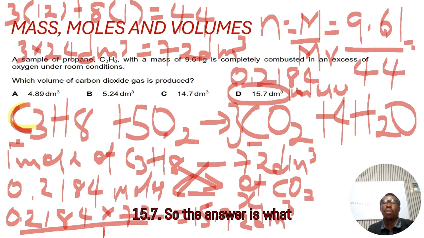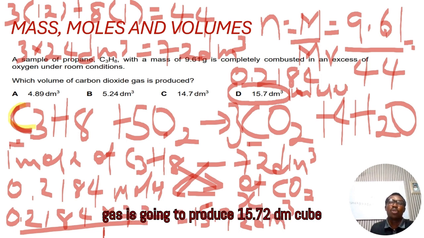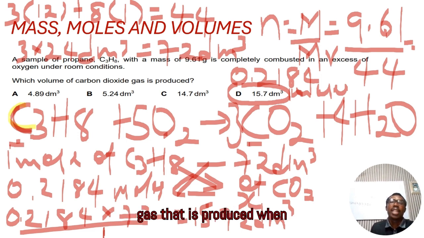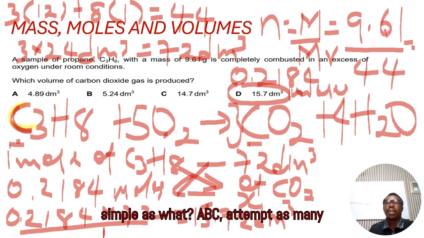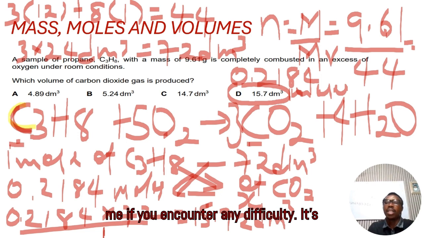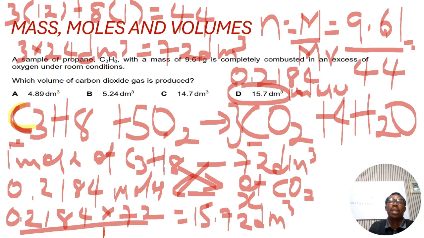So the answer is D. It's as simple as A, B, C. So 0.2184 moles of propane is going to produce 15.72 dm cube. That is the volume of carbon dioxide gas that is produced when 9.61 gram of propane is completely combusted. Attempt as many questions as possible and reach out to me if you encounter any difficulty. The answer is D, which is 15.7 dm cube.